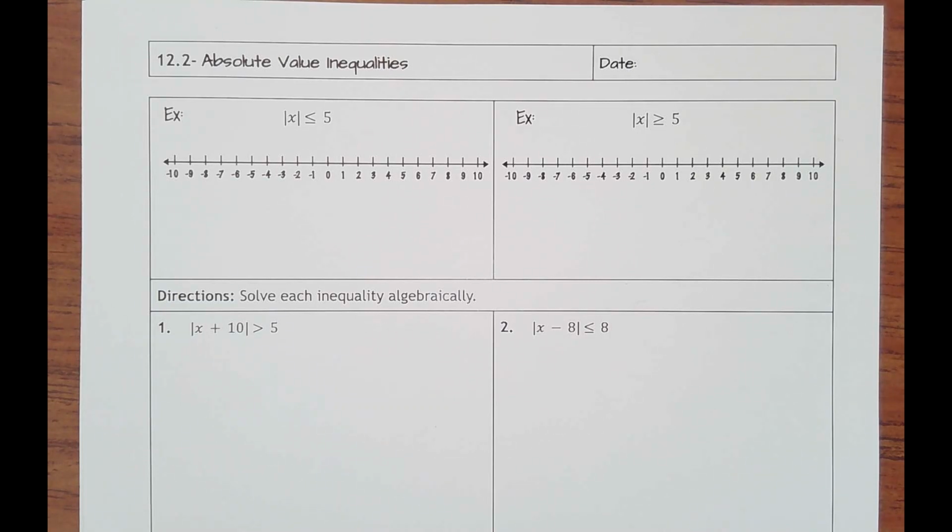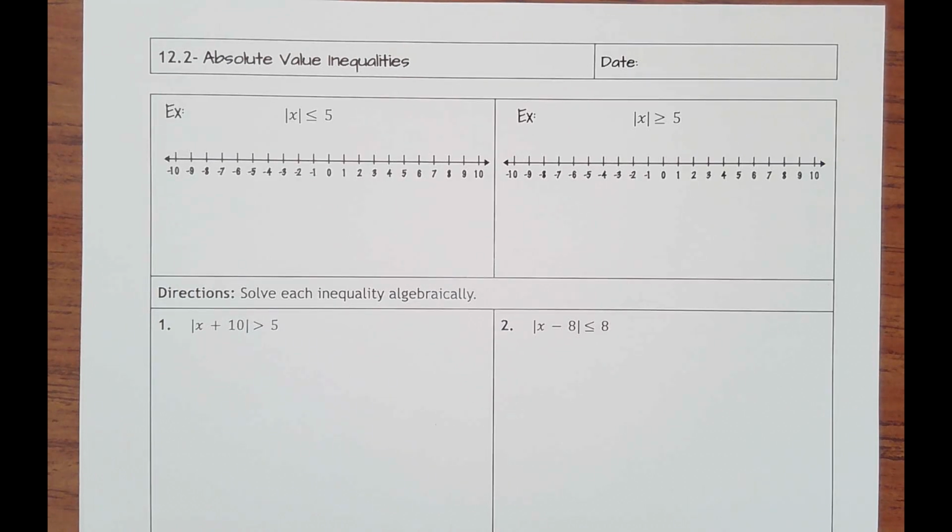Lesson 12.2, absolute value inequalities. With solutions to absolute value equations, we got two answers. Sometimes we got none or one because of something being extraneous. But in absolute value inequalities, we're also going to see that you get two answers to these.